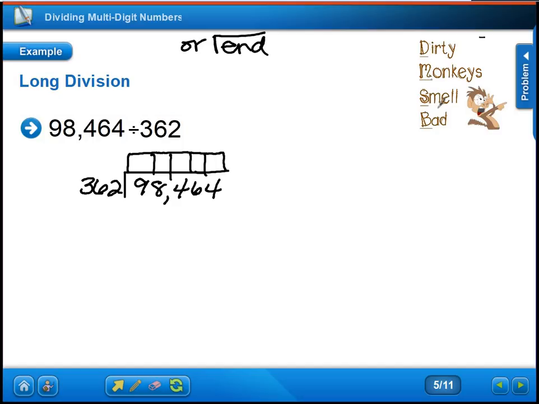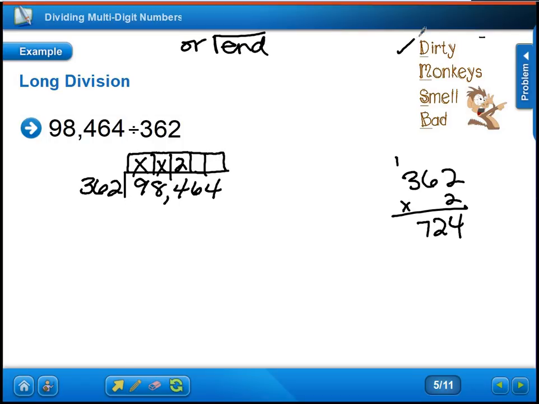So now I have my little saying over here. I know I need to divide. I know 362 cannot go into 9. It cannot go into 98, but it can go into 984. Now I'm just going to start by guessing that 362 times 2 might get me close. 2 times 2 is 4, 6 times 2 is 12, carry the 1, 3 times 2 is 6, plus 1 is 7. Let's go ahead and give it a shot.